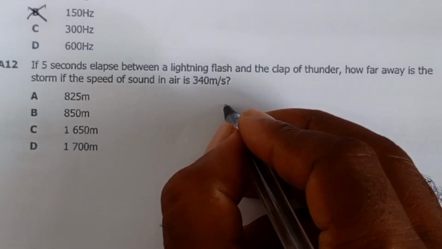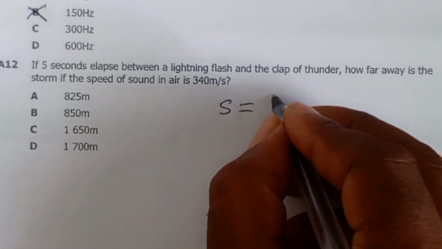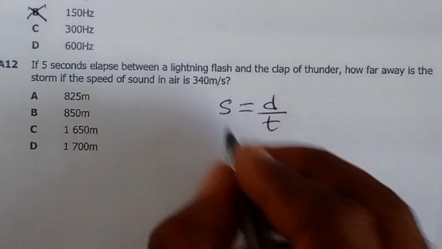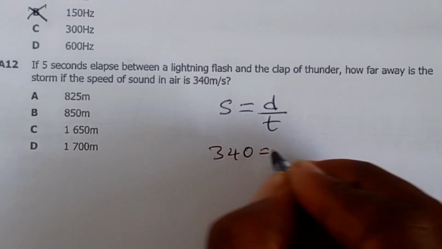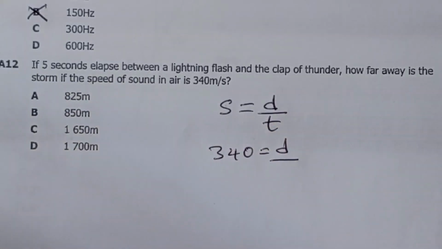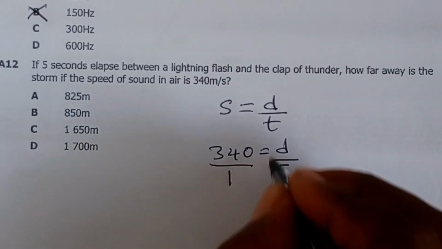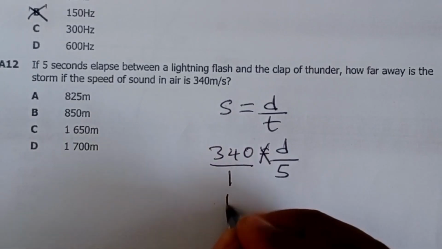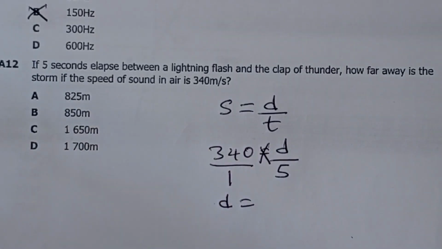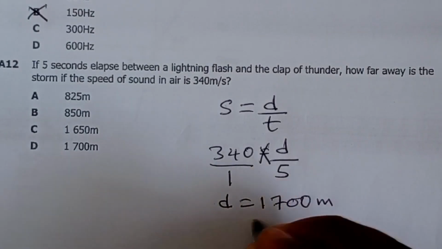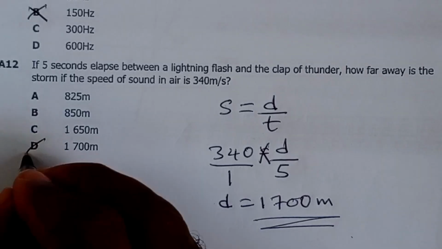So there we use this formula, speed is equal to distance divided by the time taken. So here we are looking for distance. Speed is given to be 340. Distance, that's what we are looking for. So the time taken is 5 seconds. So this is 1. We cross multiply 1 times d. It is d. Then we say 340 times 5. So the answer is 1,700 meters. So the answer is D.